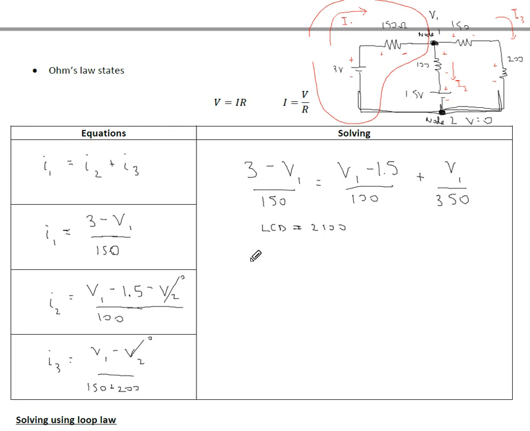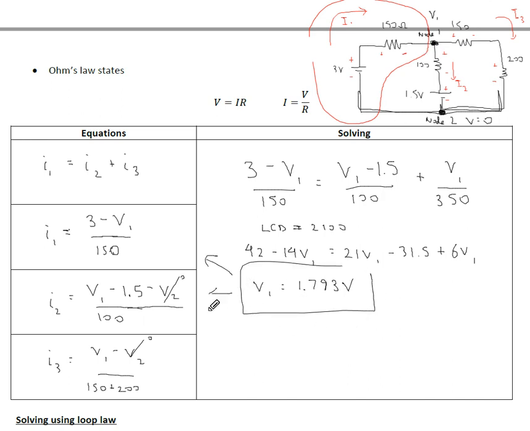There are different ways you can do it. We end up with 42 minus 14 V1 is equal to 21 V1 minus 31.5 plus 6 V1. Combine them all together, do some math, and we have V1 is equal to 1.793 volts. Now if we put this back into our other 3 equations, we can solve for our individual currents. Therefore, I1 is equal to 0.0080 amps, I2 is equal to 0.0029 amps, and lastly, I3 is equal to 0.0051 amps.